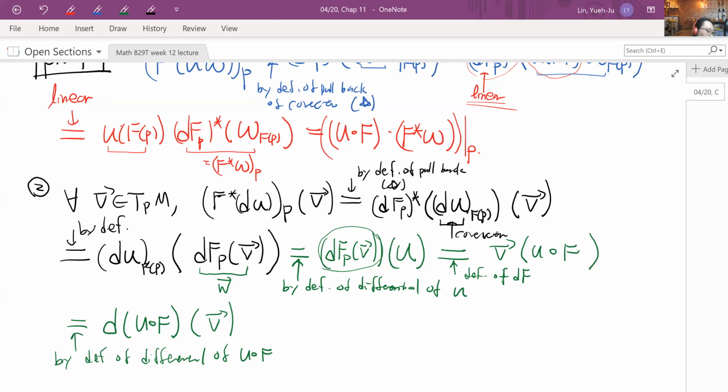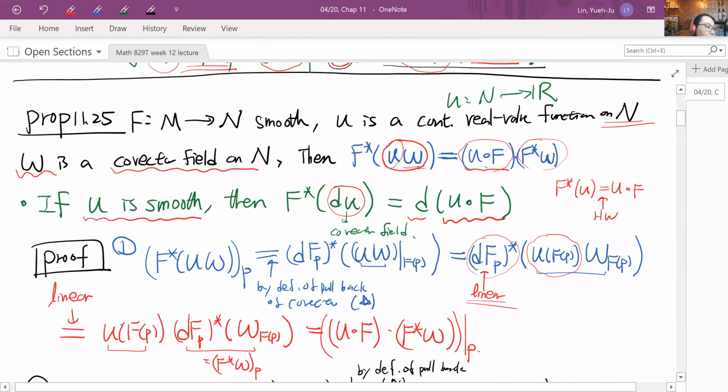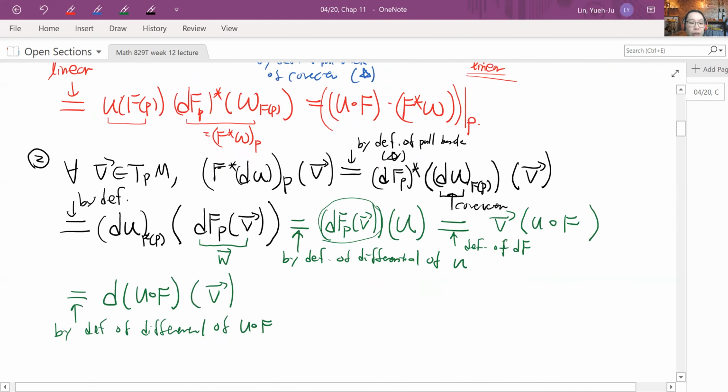Okay, so now we want to put this into use. This is 11.25. Before we take a look at an example, once you see the example, you will see that this formula will help you do the computation, but the computation in some sense is even more intuitive than the formula here.